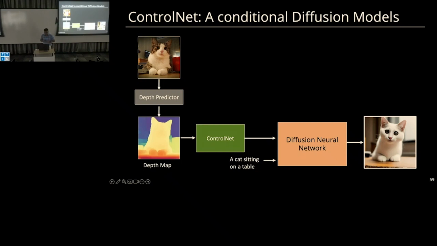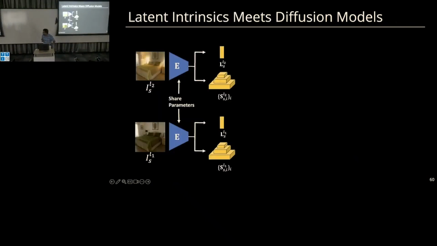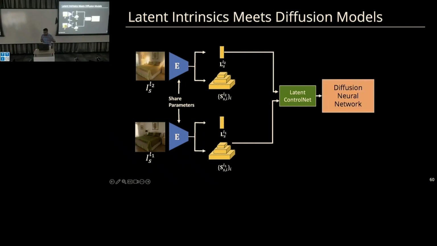So what we did in this work is that we simply combined the concept of latent intrinsic that I talked about earlier with this control mechanism. We train a simple latent ControlNet. Instead of taking one guidance mechanism, we take in two inputs: one is the lighting vector and the other is the intrinsic feature map, and pass them through a pre-trained diffusion neural network. And the output that we want is a relit image.